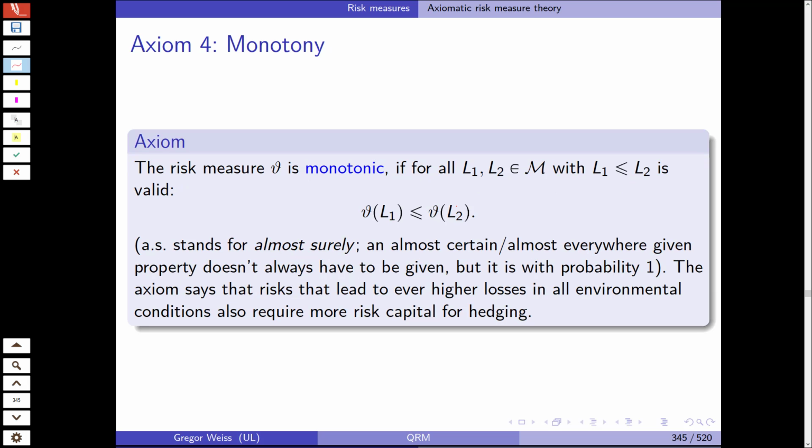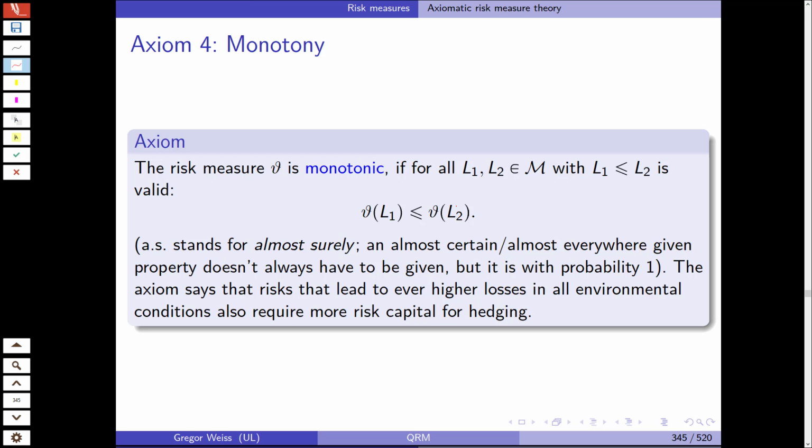And last but not least, we have monotony. The risk measure nu is monotonic if for all L1, L2, with L1 smaller or equal to L2, we have that nu of L1 is smaller or equal to nu of L2, almost surely. Forget that at this point.